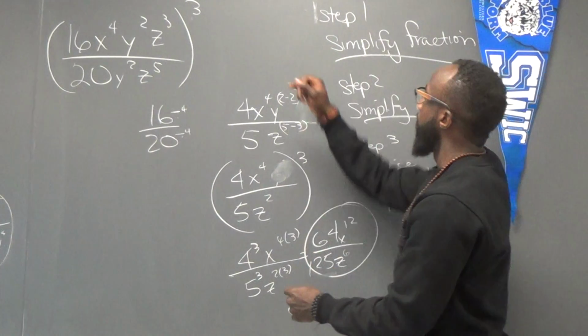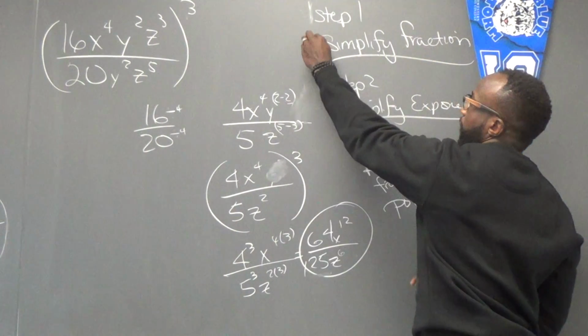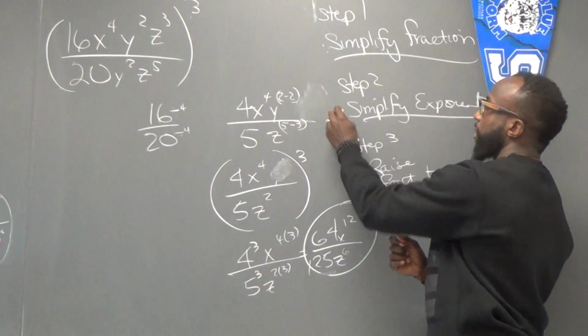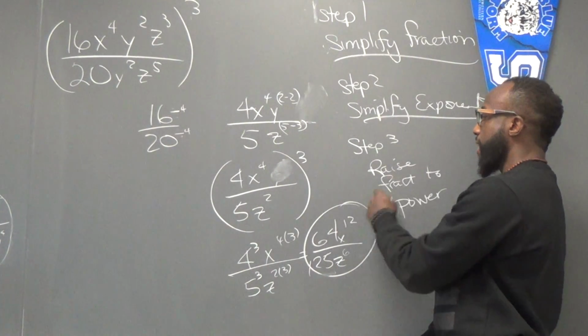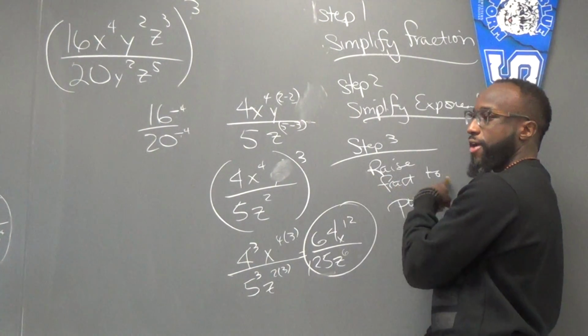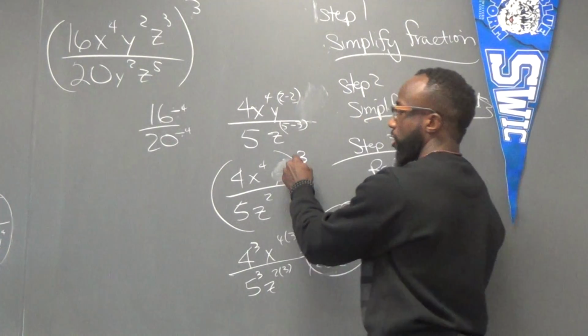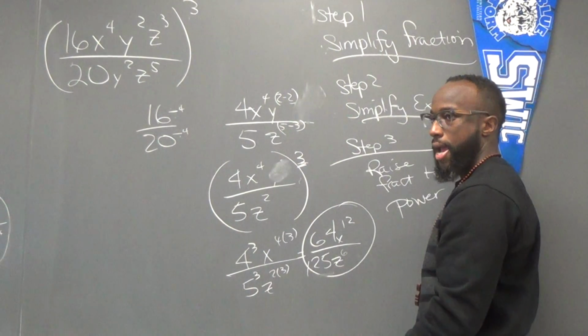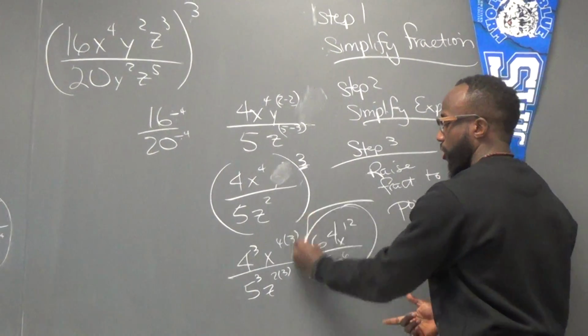Remember, the first thing you want to do is simplify your fraction. Then you want to simplify your exponents. Then after that, you want to raise your fraction to the power. You do this last. And after you do that, you'll get your solution.